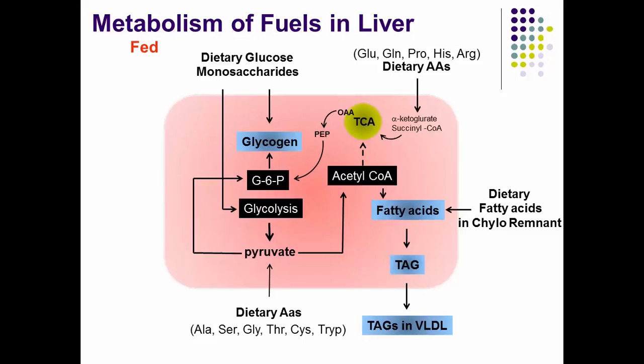And then in addition to the glucose, we also observe digestion and absorption of amino acids. So lots of amino acids can be metabolized in the liver and converted to pyruvate, and the pyruvate can go to the similar two pathways, either converted to glucose and stored in the form of glycogen, or converted to fat, and to triglyceride.